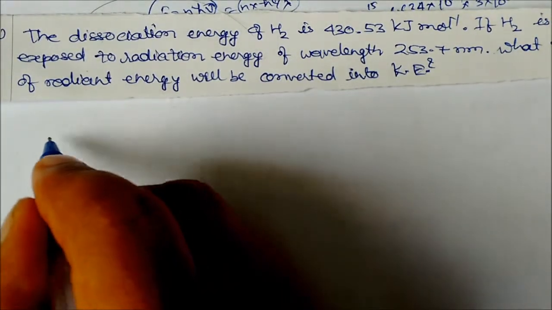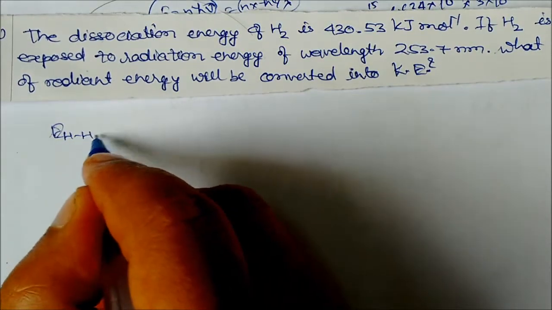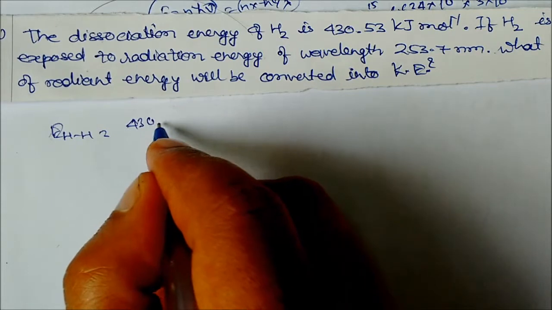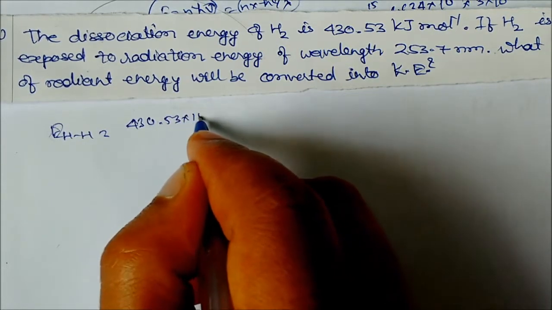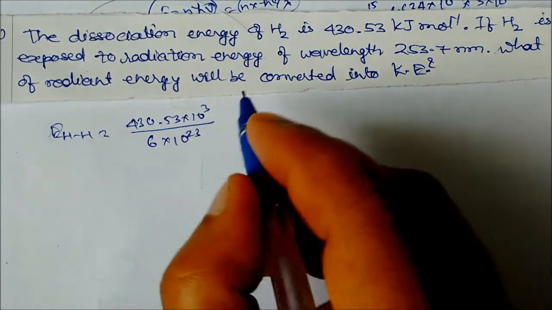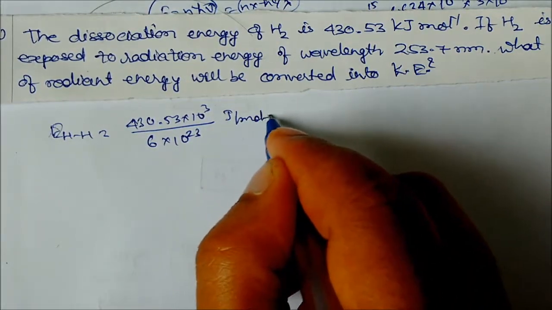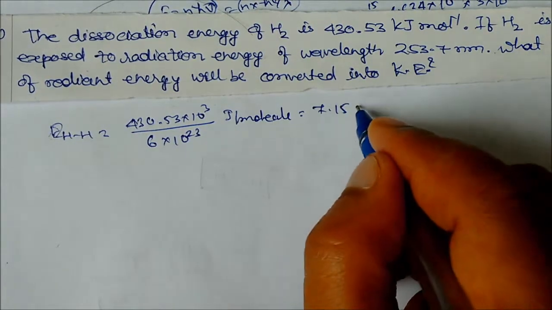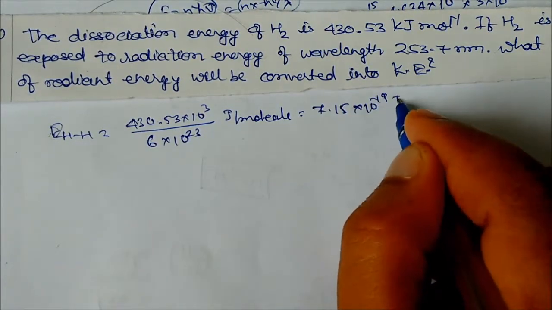The energy of the H-H bond is 430.53 kilojoule per mole. We can write this as 430.53 into 10 to the power 3. Per mole means dividing by 6 into 10 power 23, so we will get joule per molecule. So this much energy we are getting, which is something like 7.15 into 10 power minus 19 joule.